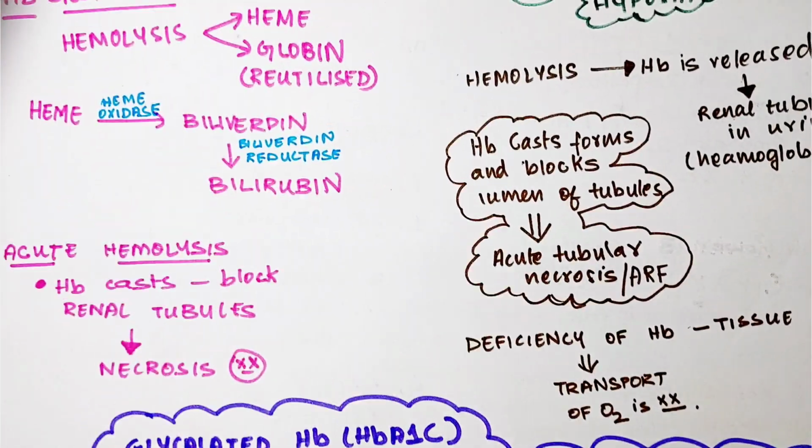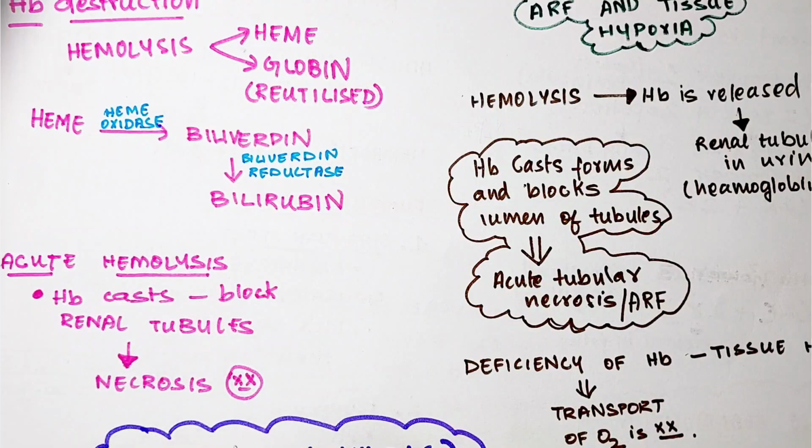Now, there is something called acute hemolysis. Acute hemolysis is where there is a sudden breakdown of the RBCs, causing a sudden decrease in the hemoglobin value, resulting in the formation of Hb casts later. So let's say there is acute hemolysis, which is a sudden reduction in the Hb value because of a very sudden breakdown of RBCs. This forms Hb casts.